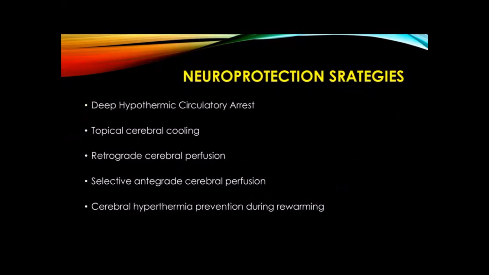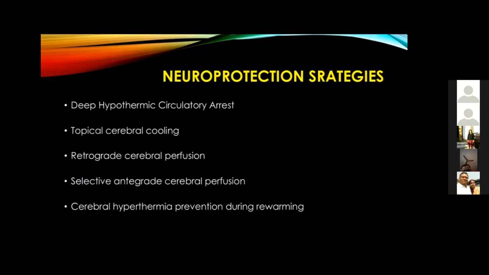So what are the neuroprotective strategies? First is the deep hypothermic circulatory arrest. Second is the topical cerebral cooling, controversial. Retrograde cerebral perfusion, not used very much nowadays. Selective antegrade cerebral perfusion, very important. And cerebral hyperthermia prevention during the rewarming.